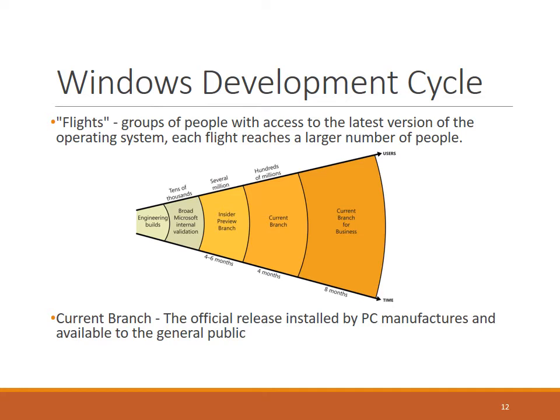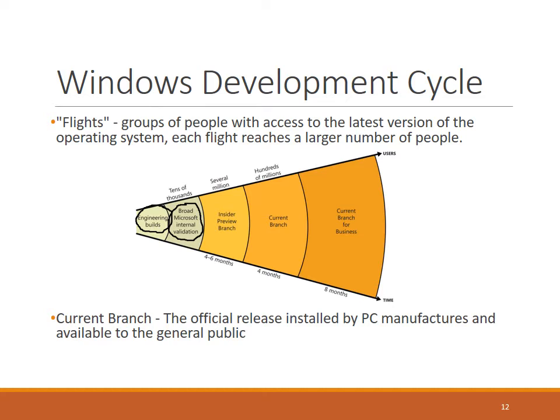So first off, we can see here that we have the engineering builds. So these are the pre-production builds that happen before. So yeah, these are the engineers at Microsoft that are developing the updates to your operating system. Then Microsoft pushes their updates out to the broad Microsoft internal validation team. So they're a team that just validates the updates that the engineers have created. Again, this is still internal to Microsoft.